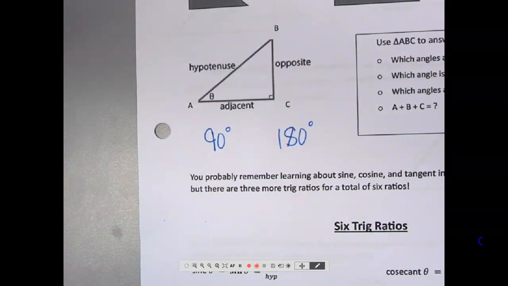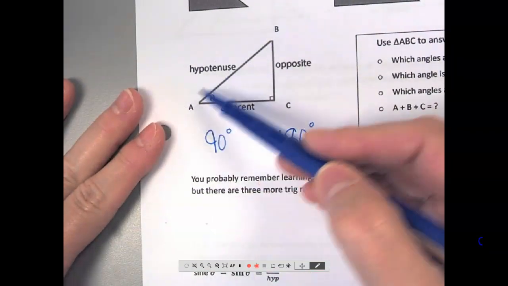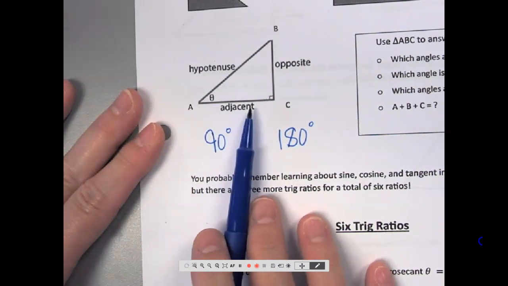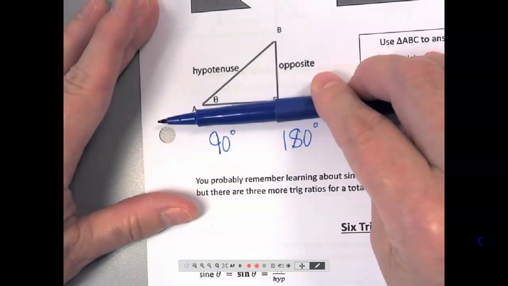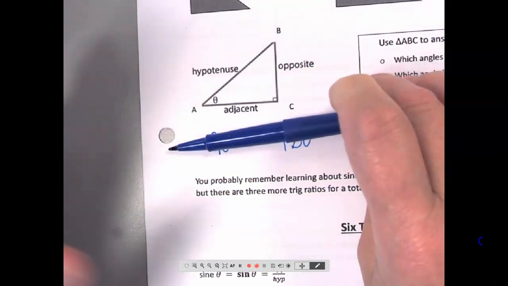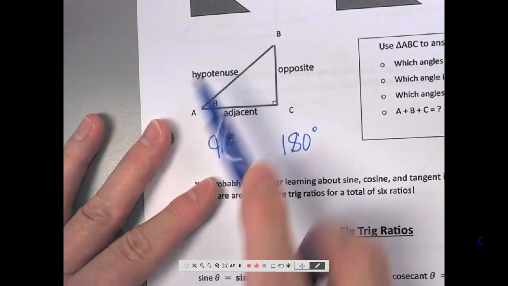Hypotenuse is always found opposite the right angle. Okay, so that one's pretty easy to identify. Then the other leg of the triangle is the adjacent one. The adjacent one actually helps form the angle along with the hypotenuse. Okay, so you have opposite, adjacent, hypotenuse.